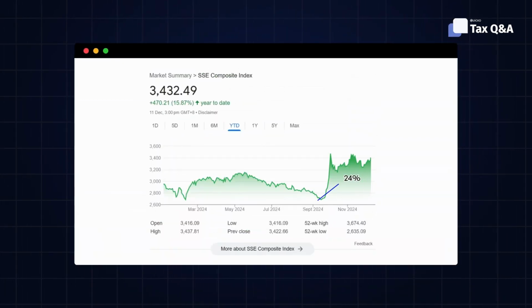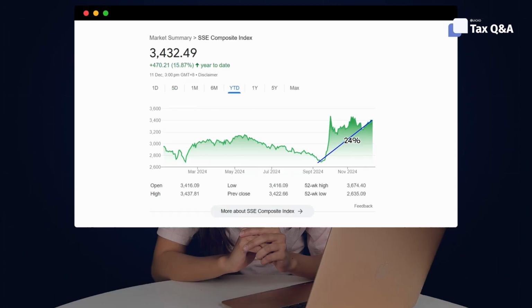And it's not just the US. Take the Chinese markets for example. They surged by 24% just after mid-September. Clearly, these markets don't really move in sync with ours. They're not highly correlated. That's exactly why more investors are starting to look at foreign markets.